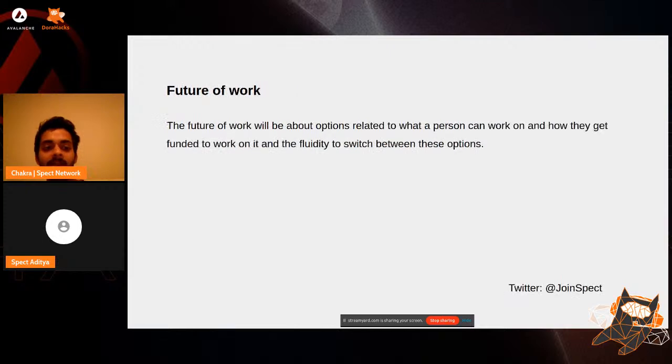And finally, the future of work will be about options. It'll be about options related to what a person can work on and how they can get funded on it, and the fluidity to switch between these options. So that's what we believe will happen. That's our 5 to 10 year vision. You can also follow us on Twitter at JoinSpect.